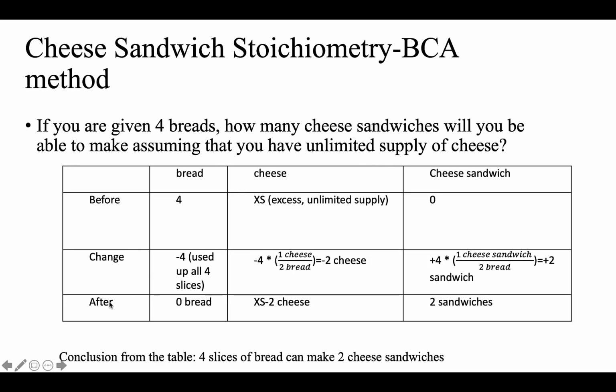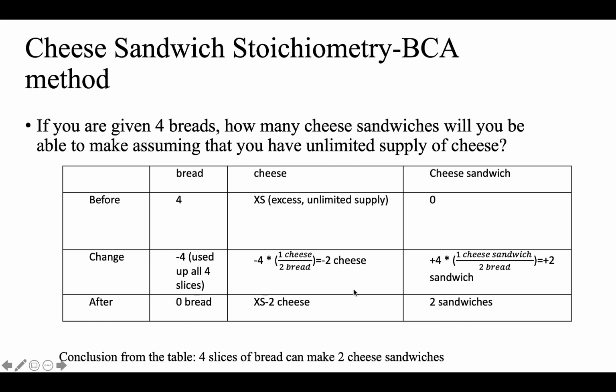So in the after row, what you're going to do here is add the before and change columns together. So that should be what you are left with, or what you have produced in the end. So here, 4 minus 4. At the end of my cooking, I should have 0 slices of bread.